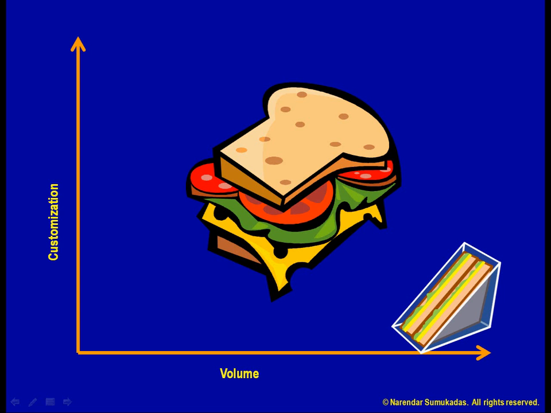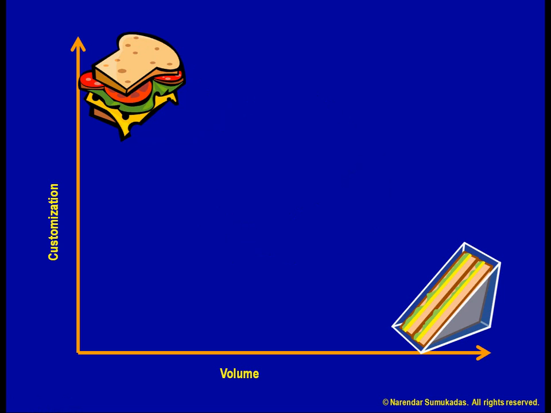Now think about the process that was used to produce the sandwich. Where would you locate it on the diagram? Obviously, this process produces only small quantities of highly customized sandwiches. Let us compare the two processes.